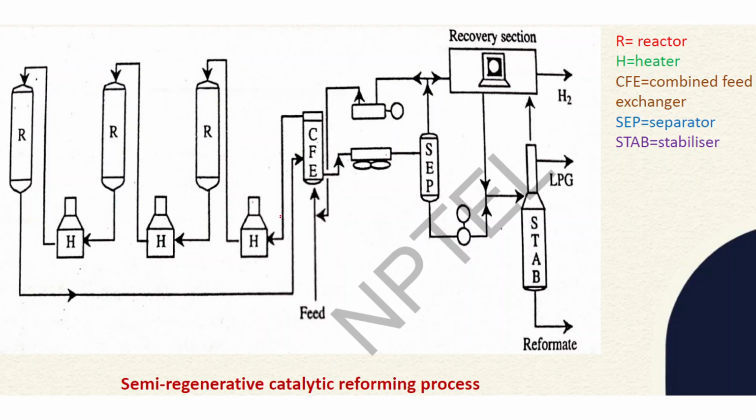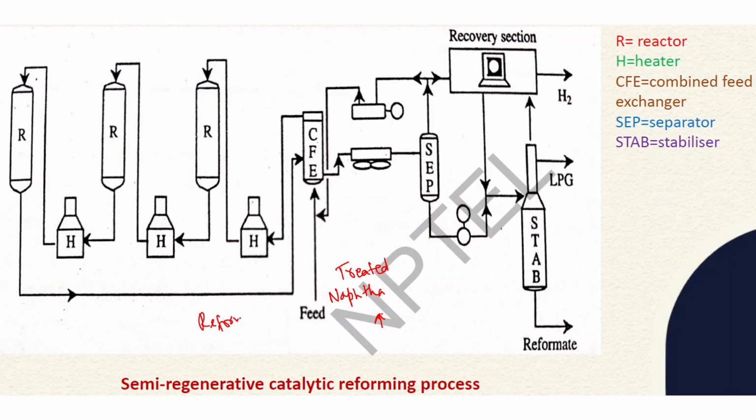So what happens from here? The feed is given, that is the naphtha feed, basically treated naphtha feed, where hydrodenitrification or hydrodesulfurization is done to remove impurities, and it is fed from here. This treated naphtha goes to a combined feed exchanger where it exchanges heat with the reformate.